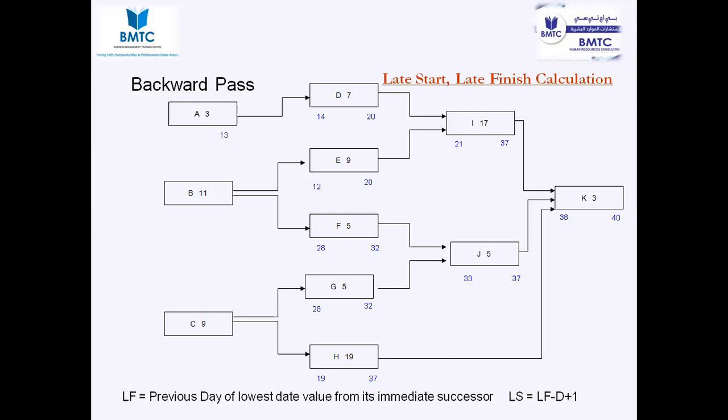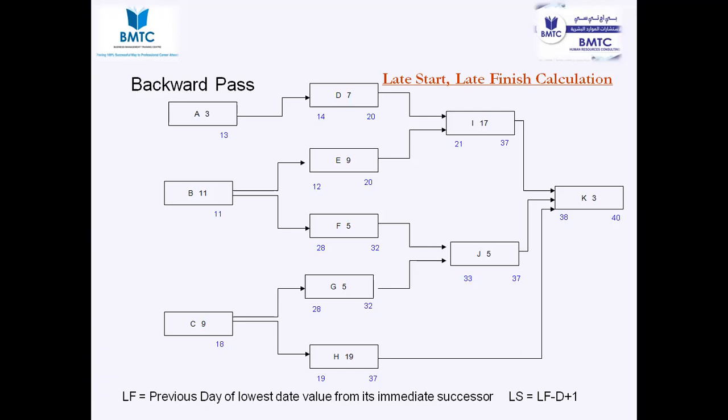13. See, now there is a problem. Once we are doing the forward pass calculation, we are taking the highest number. Now we are reversing our calculation, we are doing the backward pass, so we have to take the lowest number. B also 13. So late start for E is very low. So what should be the late finish for B? 11. 18.